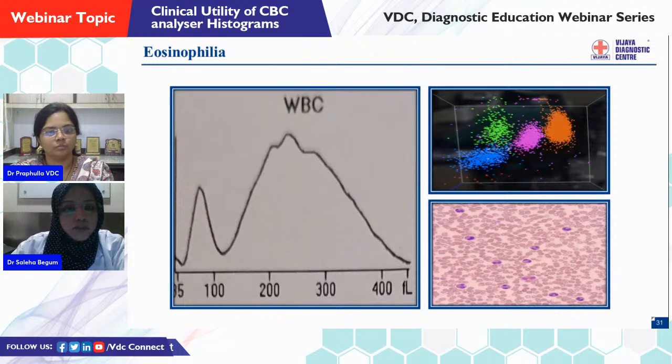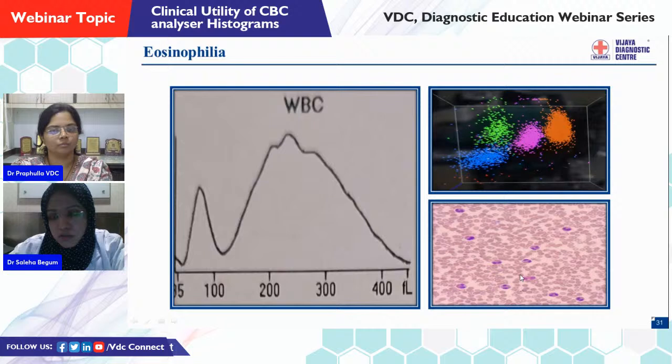This is a case of eosinophilia. Like how I said, there is no middle cell population. Instead, the middle cell population is getting merged into the right side of the curve. So this could be anything. Middle cell population could be like monocytes, eosinophils, or basophils. But how we are able to differentiate this is from the scattergram or from the peripheral smear. In the peripheral smear, you can see there is eosinophilia.